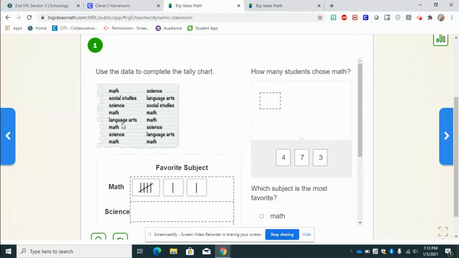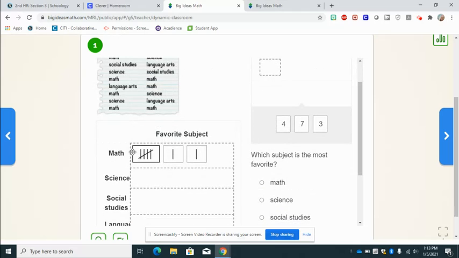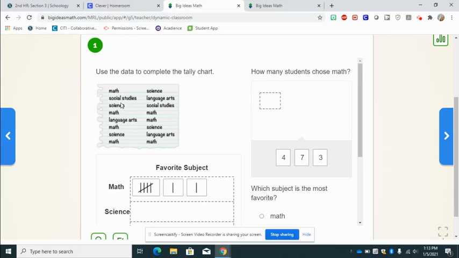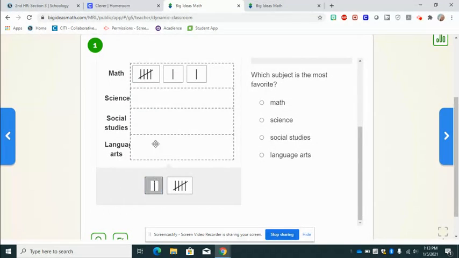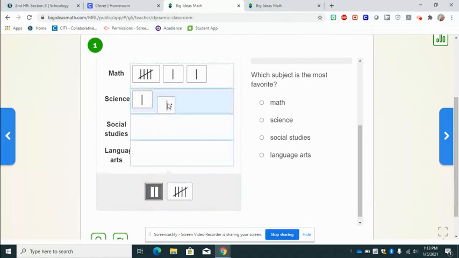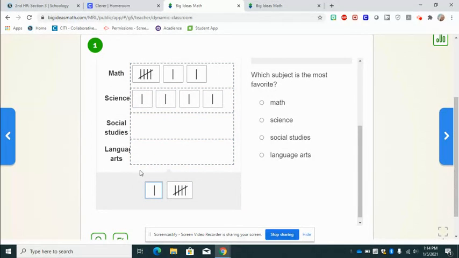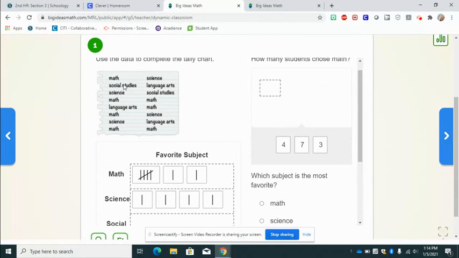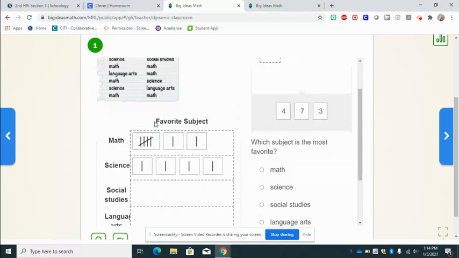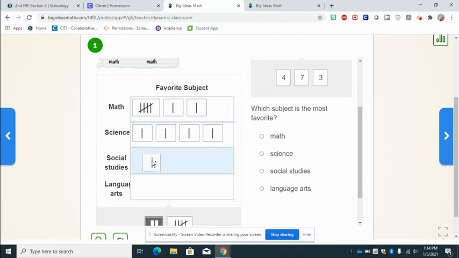So there's 1, 2, 3, 4 that like science. Let me go back and double check. 1, 2, 3, 4. So we're going to use our tally marks. 1, 2, 3, 4. Okay, so there's my tallies for science. Then I'm going to look at social studies, and we're going to count how many like social studies. So 1, 2 like social studies. So then we just need 2 tally marks for social studies.